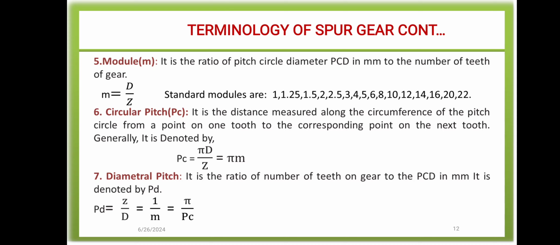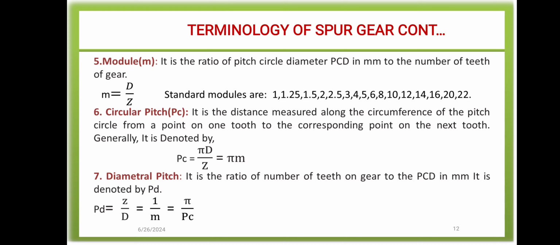Number 5 is module, which is very important. It is the ratio of PCD, that is pitch circle diameter, to the number of teeth, that is Z. So usually we say M equals D by Z. These are the standard values of the module: 1, 1.25, 1.5, 2, 2.5, 3, 4 and so on. Then number 6 is circular pitch, that is PC.